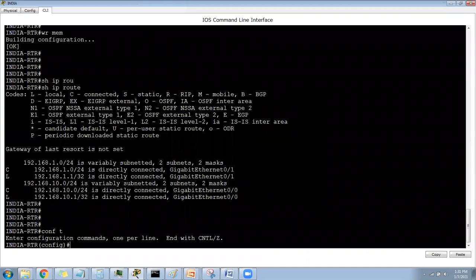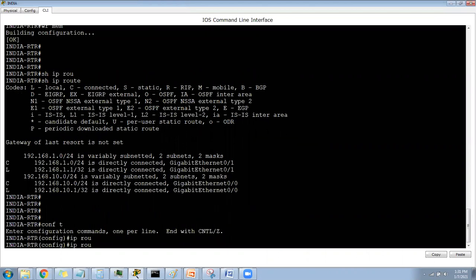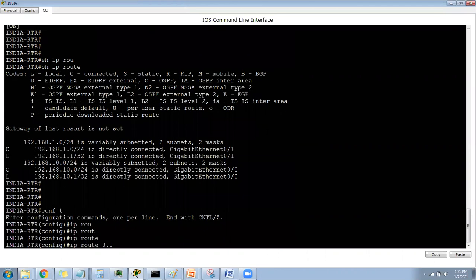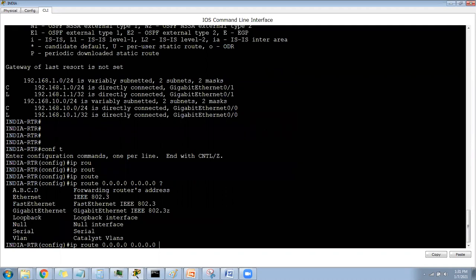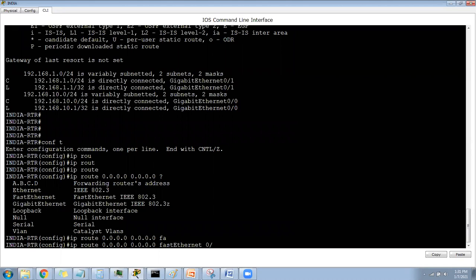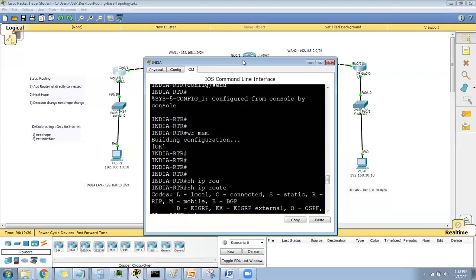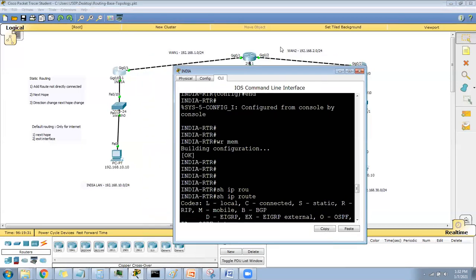I'm going to add the default route. What is a default route? ip route 0.0.0.0 0.0.0.0, any destination, any subnet. Question mark, and you can see the options. Either you can put the next hop, or FastEthernet, or any gateway. So let's try the exit interface here. Not FastEthernet, it is GigabitEthernet 0/1.